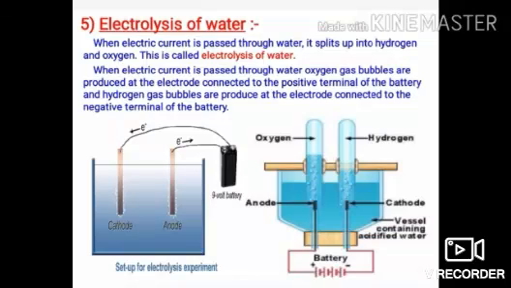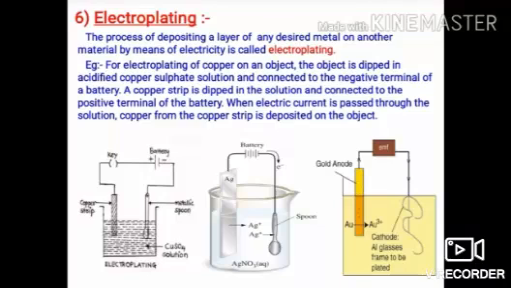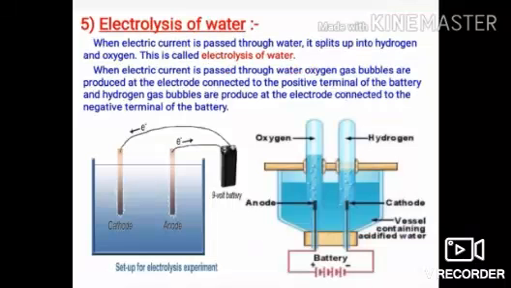You can see in the picture, when an electric current is passed through water, oxygen gas bubbles are produced at the electrode connected to the positive terminal of the battery, and hydrogen gas bubbles are produced at the electrode connected to the negative terminal of the battery. The chemical reactions taking place in the solution depend on, first, the nature of the electrode, and second, the nature and concentration of the solution.